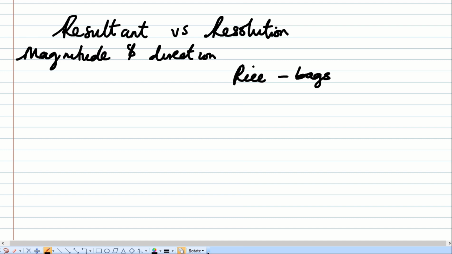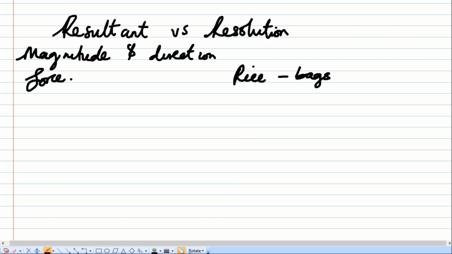However, we cannot give a specific direction. It doesn't make sense to say 5 bags of rice in the north direction. So scalar quantities just tell us the magnitude. However, vector quantities tell us magnitude and direction. For instance, force. Force is a vector quantity. So for this video, I'm going to be using force as my vector to differentiate what we mean by resultant and resolution.